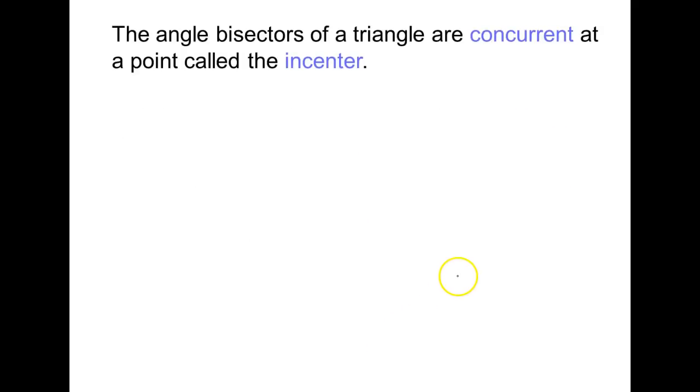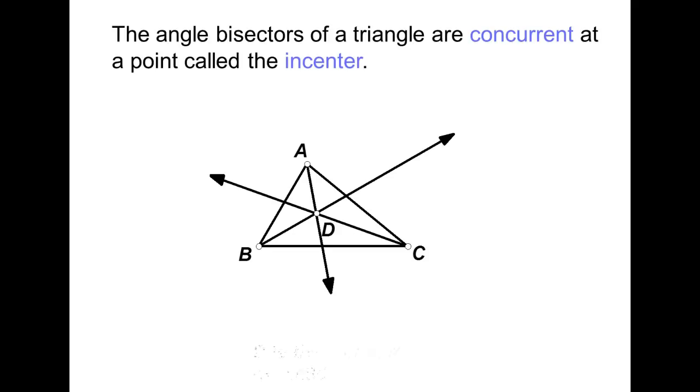Our next definition is another center of triangles, another point of concurrency, and it's called the incenter. And the incenter is located at the point of concurrency of the angle bisectors. So my angles of my triangle here are bisected. So that means angle BAC is cut in half, angle ABC is cut in half, and angle ACB is cut in half. So point D then is called the incenter of that triangle.